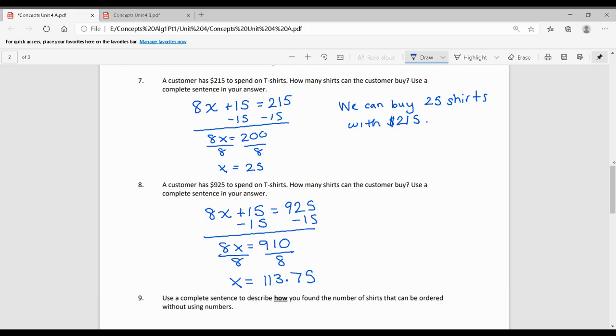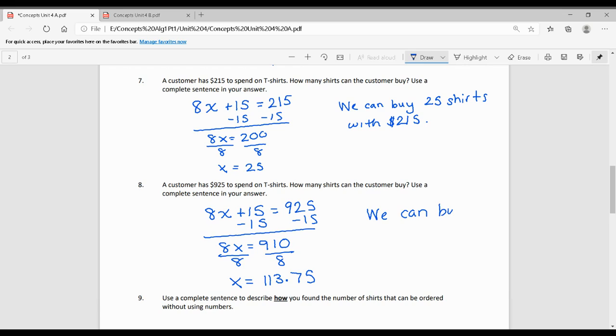113, exactly. Even though rounding rules, and I see in the chat, even though rounding rules would say bump that up, remember, with $925, it's not getting us to that 114. It's only getting us to 113 and 3/4. We don't have extra money to spend to get to that 114. So we have to round down, and we only actually have 113 whole shirts. Okay? So that's for the sentence.